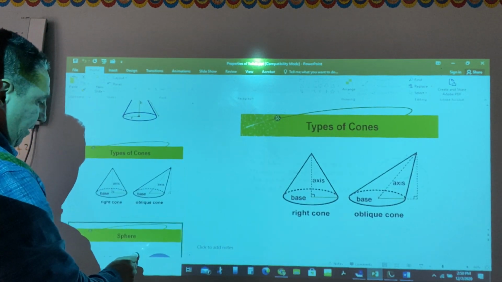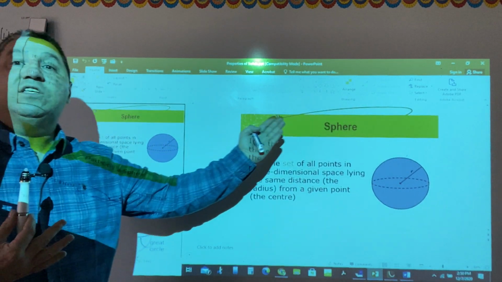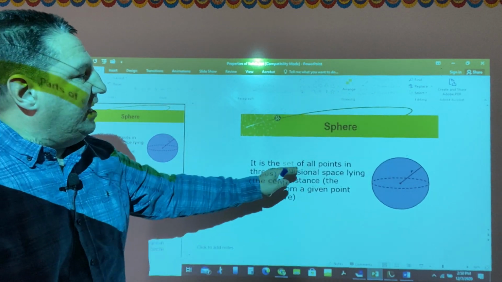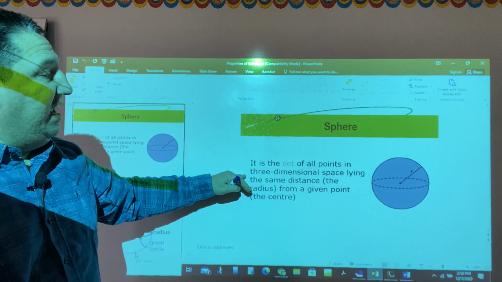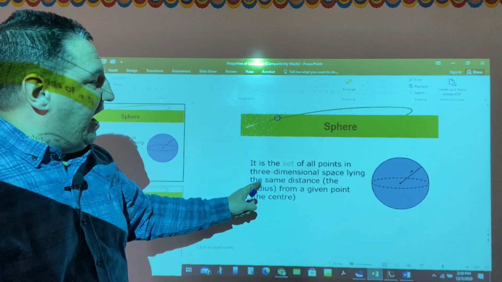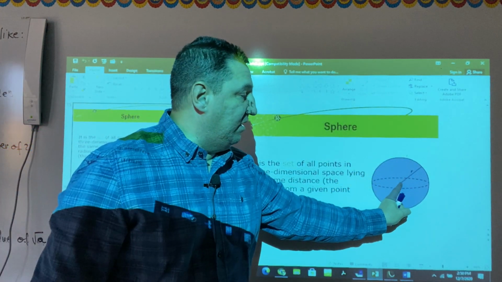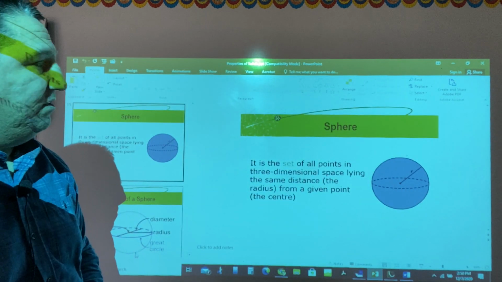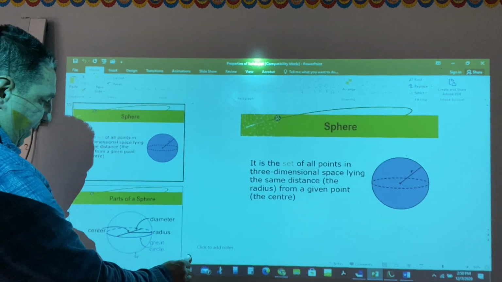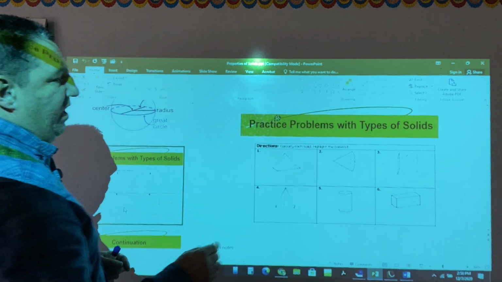And the last 3D shape is the so-called sphere. A sphere is the set of all points in three-dimensional space lying at the same distance from a given point called the center of the sphere. Good. Now, this being said, let's have a few examples.